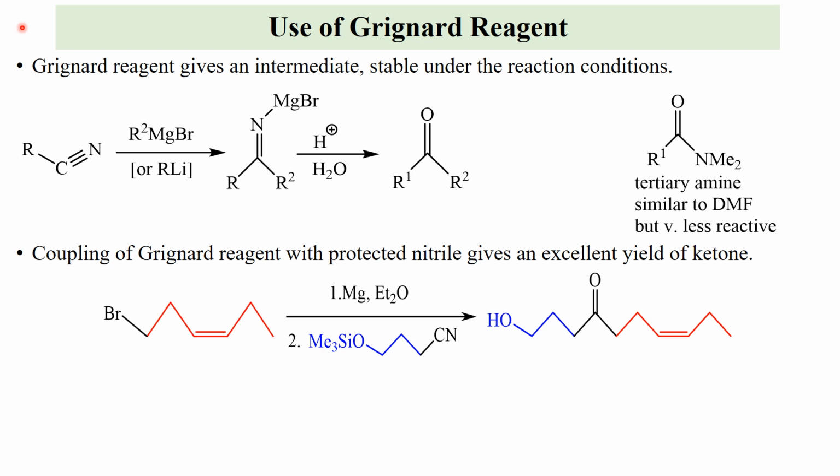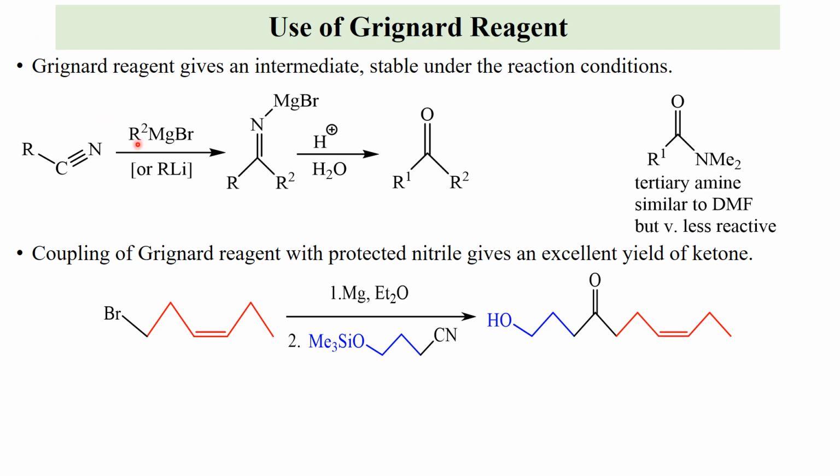Next is the use of Grignard reagents. Grignard reagents are usually better than organolithium in these type of reactions and may be even better with a catalytic amount of copper. A good example is the coupling of Grignard reagent derived from the following molecule. First, this alkyl halide will be converted into Grignard reagents in the presence of magnesium and ether, then it will react with this protected nitrile to give the excellent yield of ketone group.